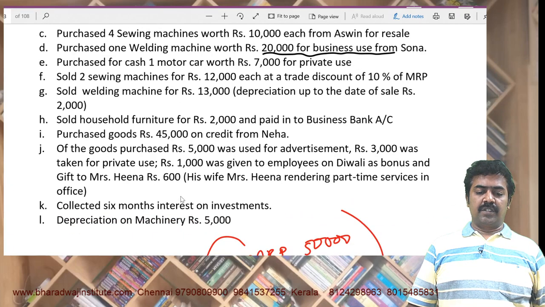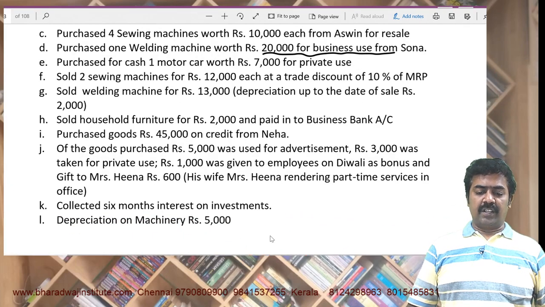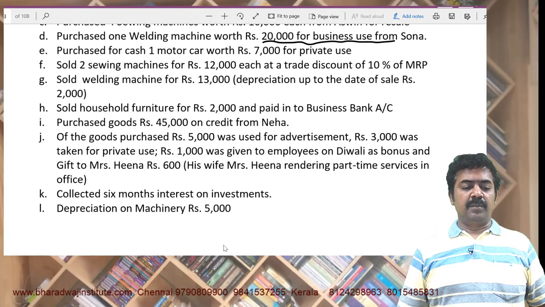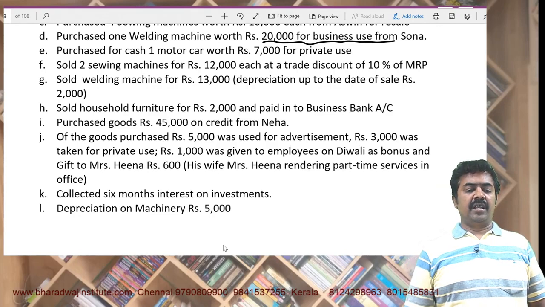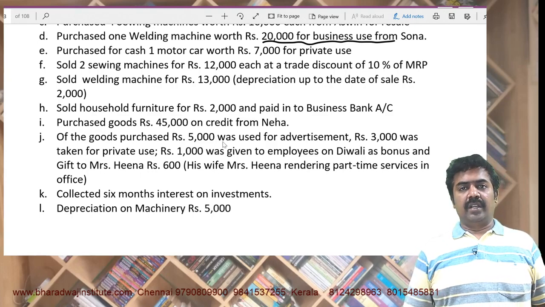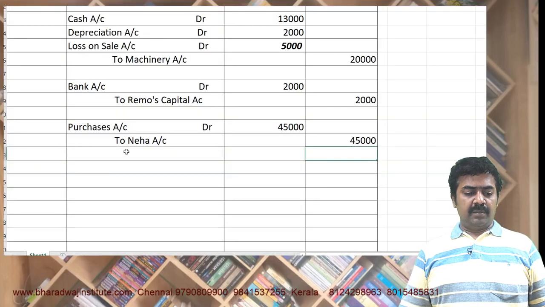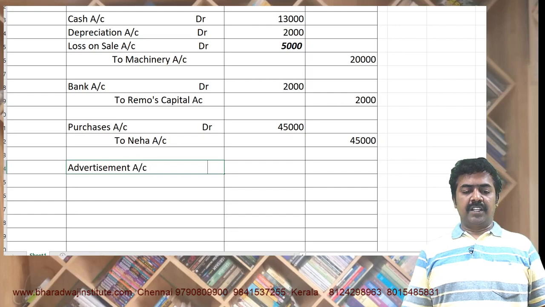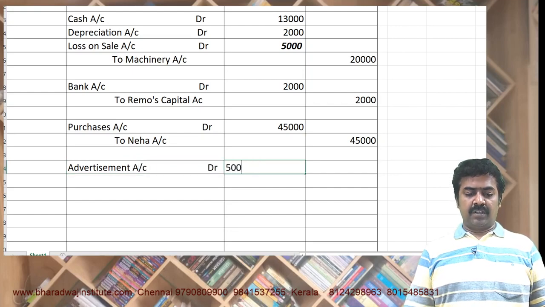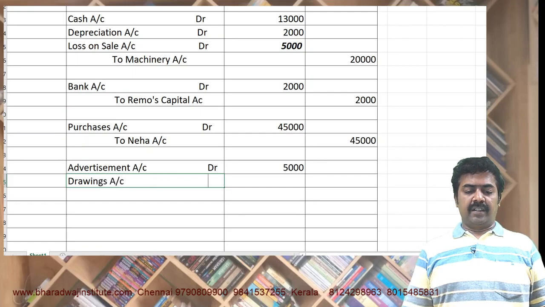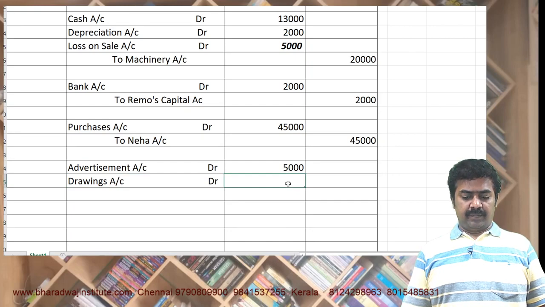Out of the goods purchased, 5,000 was used for advertisement, 3,000 taken for personal use, 1,000 given to employee as Diwali bonus, and gift to Neha 600, wife rendering part-time service in the business. So when the goods are taken out, debit the purpose, debit the expenses. Advertisement account debtor, how much did we use for advertisement? 5,000. Then private use, drawings account debtor for private use.